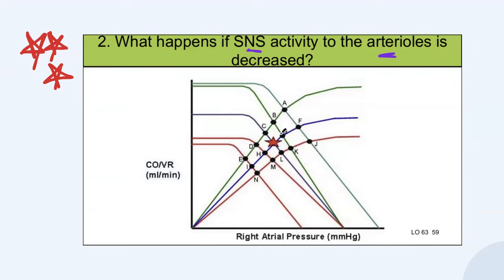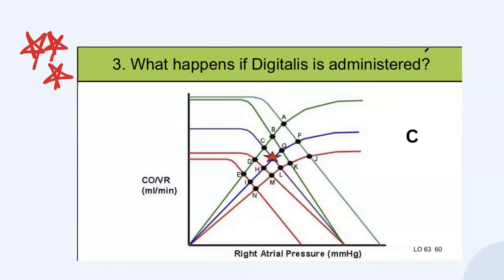And remember that for the arterial graph, it's this one. The one that has the same mean systemic filling pressure. So the answer is G. Okay, so G. What happens if we administer digitalis?